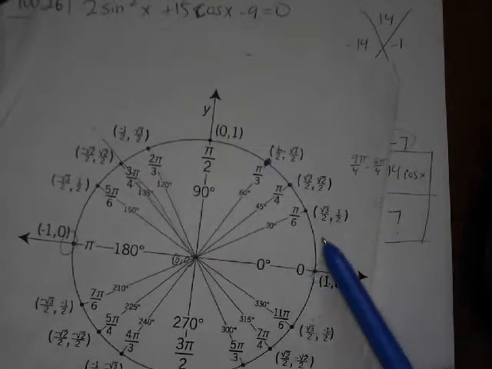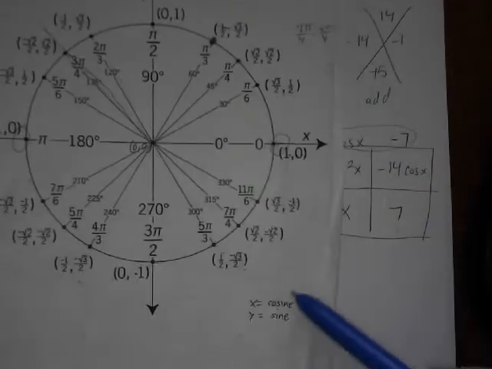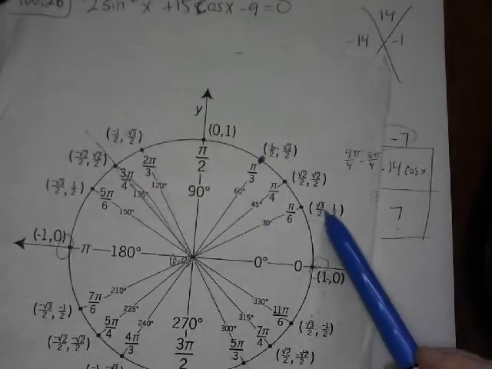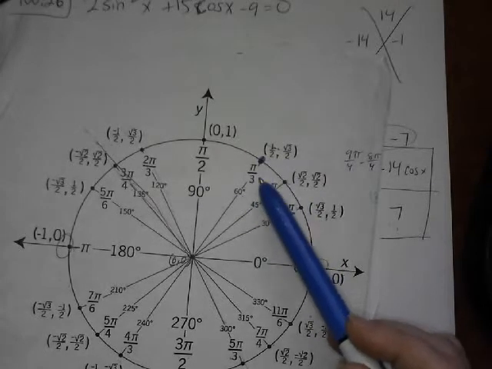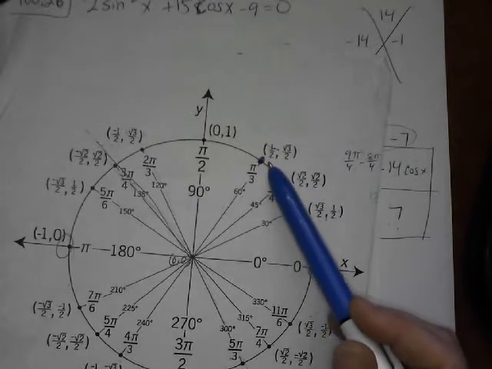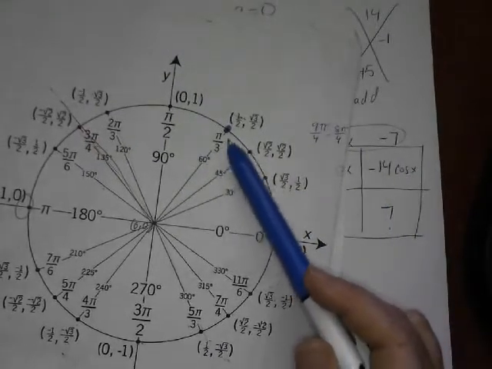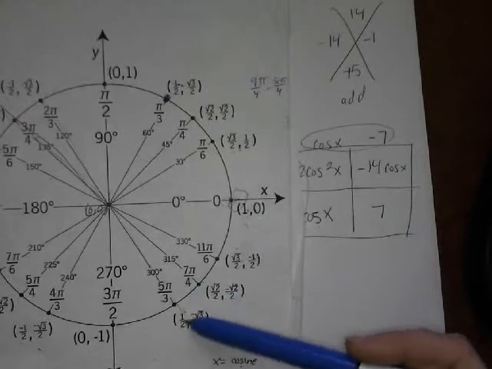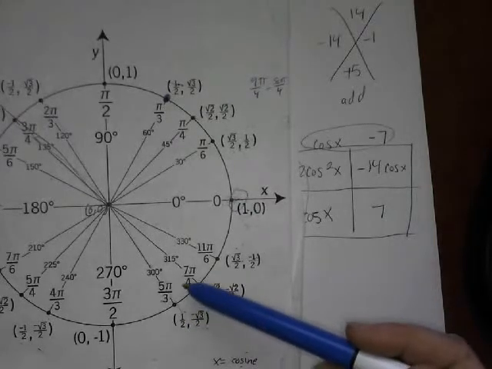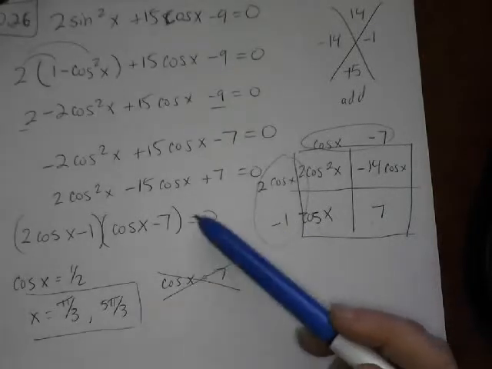Get out my unit circle and find it. Cosine is the first number of these ordered pairs. Cosine's a half right here. I think we want radians. Hey, I think I wrote mine wrong. Oh no, I didn't. Pi over 3. That's right. And then where else? Down here, cosine's a half right here: 5 pi over 3.